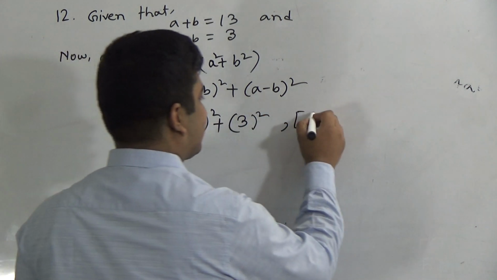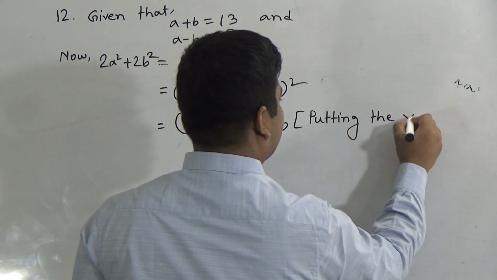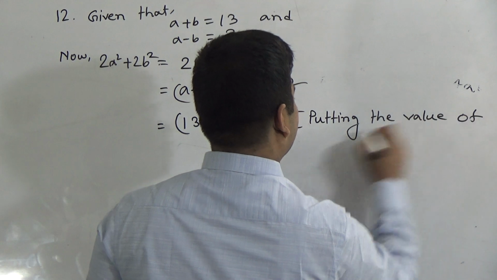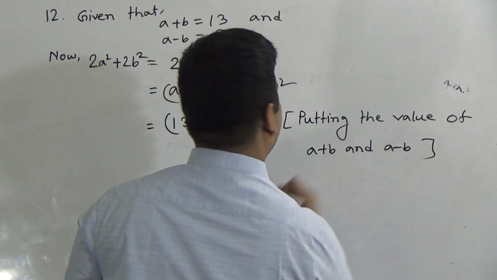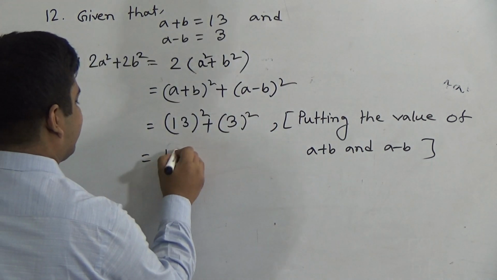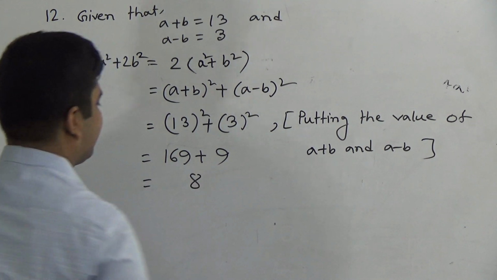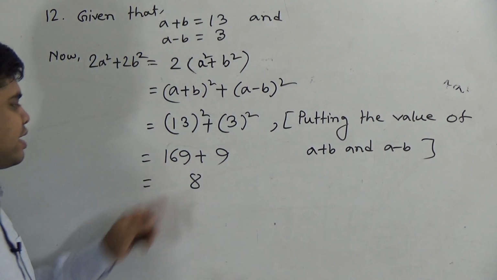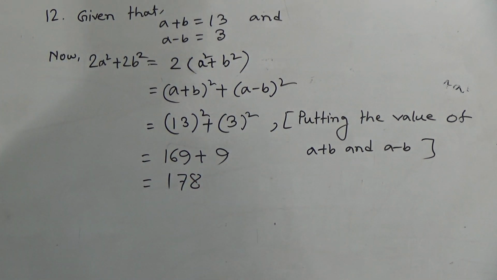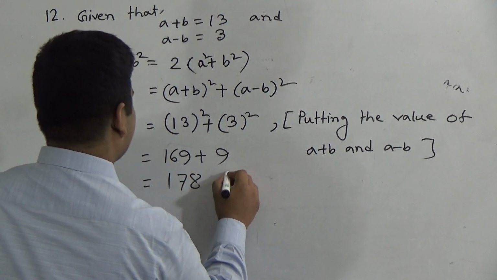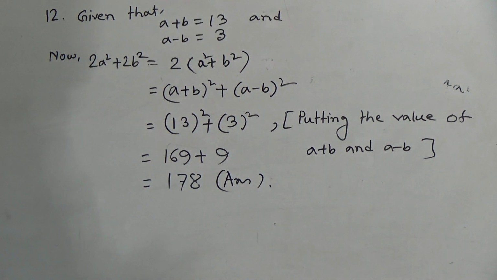Now here we give a side note, putting the value of a plus b and a minus b. Now 169 plus 9: 9 plus 9 is 18, carrying 1. That 1 is added with this 6, it will be 7. So 178 is the answer of 2a square plus 2b square.